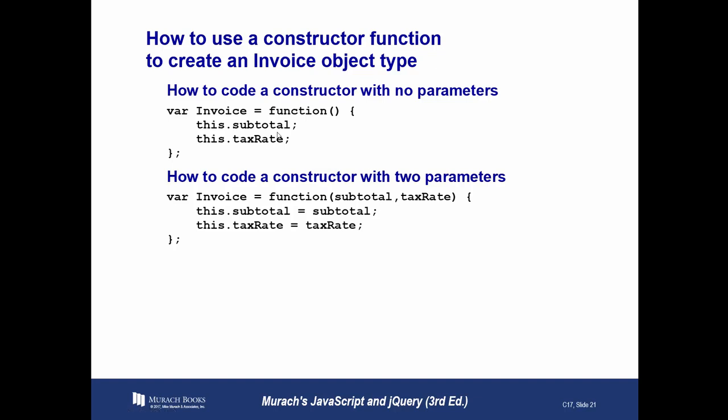Oftentimes, though, you'll want to set initial values for an object's properties. So this one was the same thing, but supposing we'd have a subtotal coming in and a tax rate coming in. We need the this dot here, so the system knows that this local variable coming in here is not the same as our actual object variable right here.